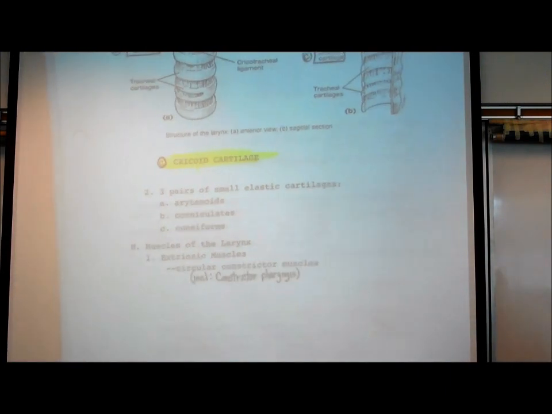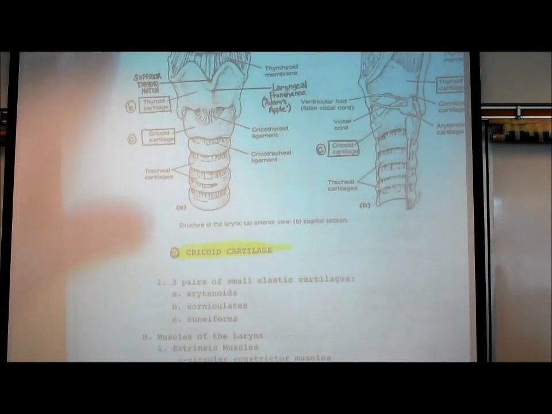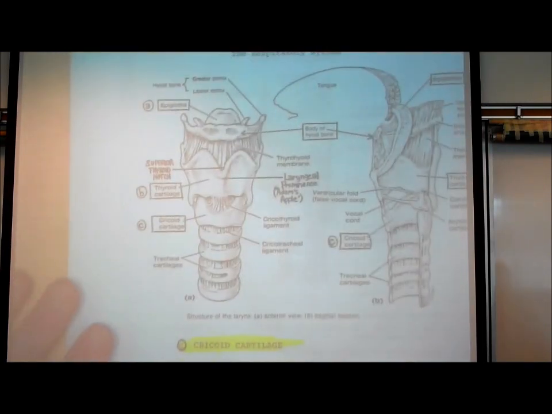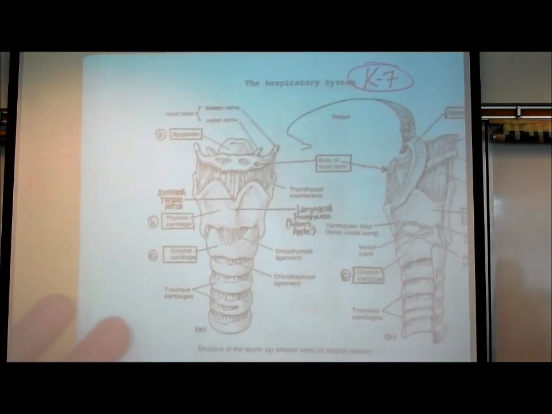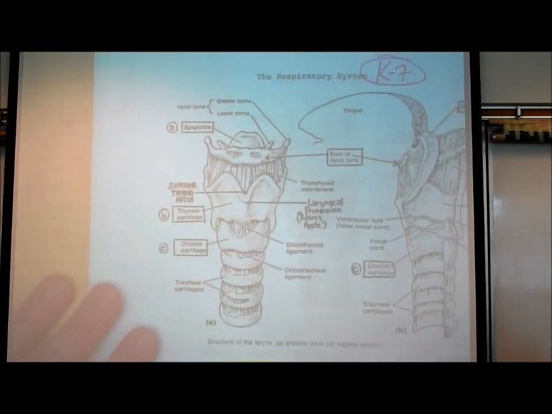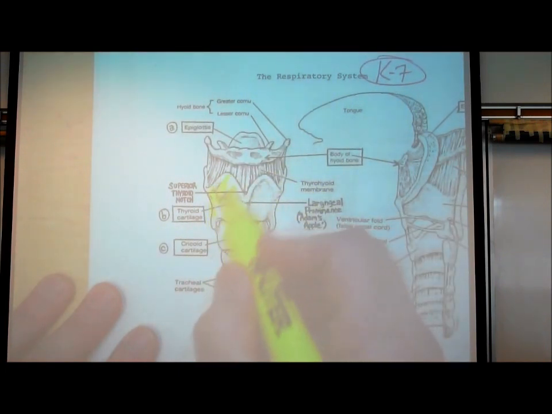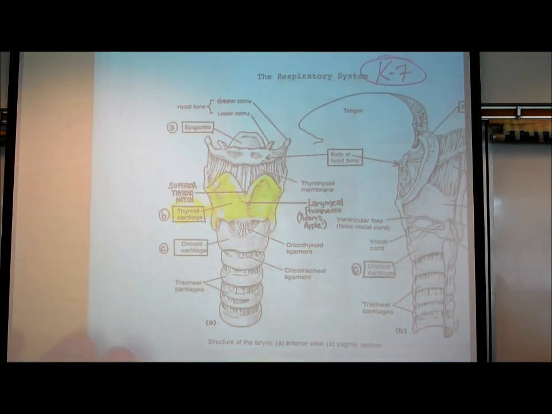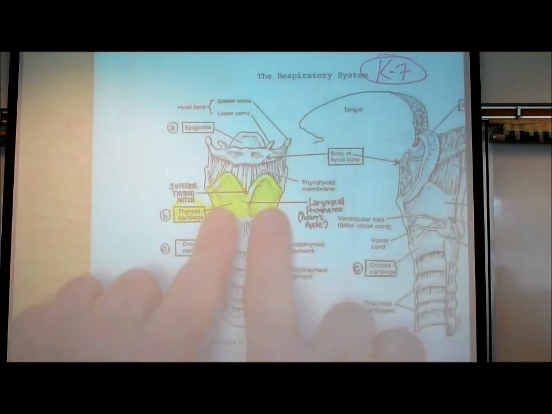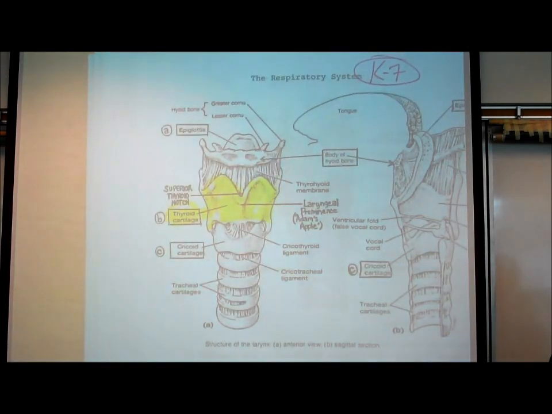Now, a good picture is on K7. On this picture, this is the thyroid cartilage. That's what you're feeling when you felt that bump, that bulge on your neck. It's called the thyroid cartilage. And if you're wondering why it's called thyroid cartilage, it's because your thyroid gland is found right here, right where my fingers are, on both sides of it.